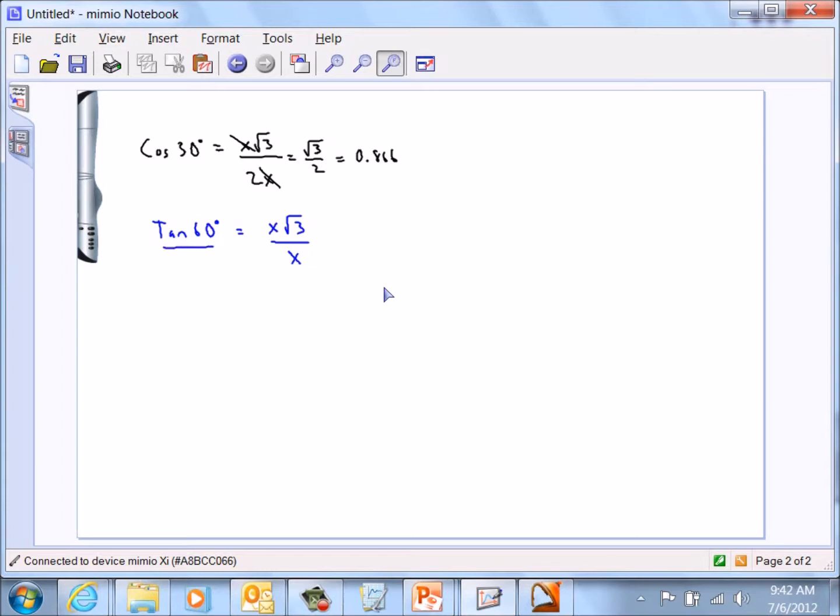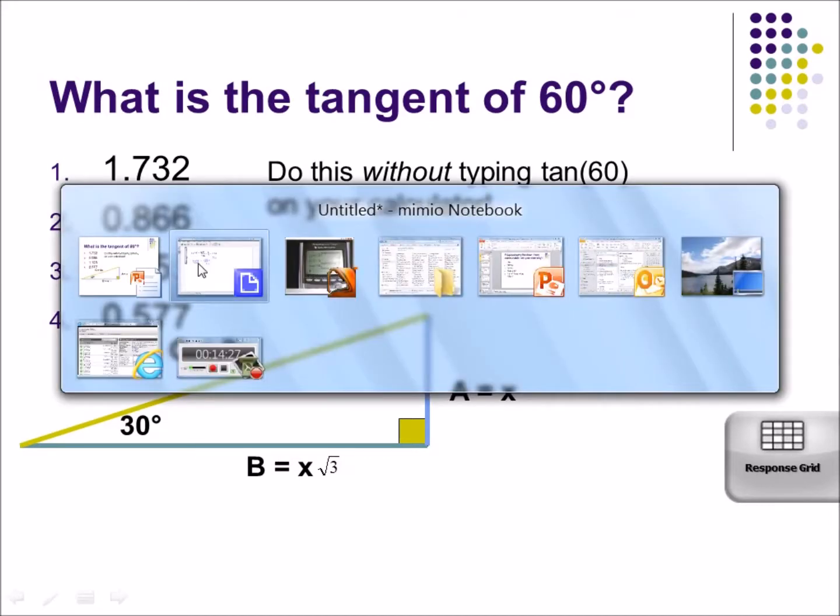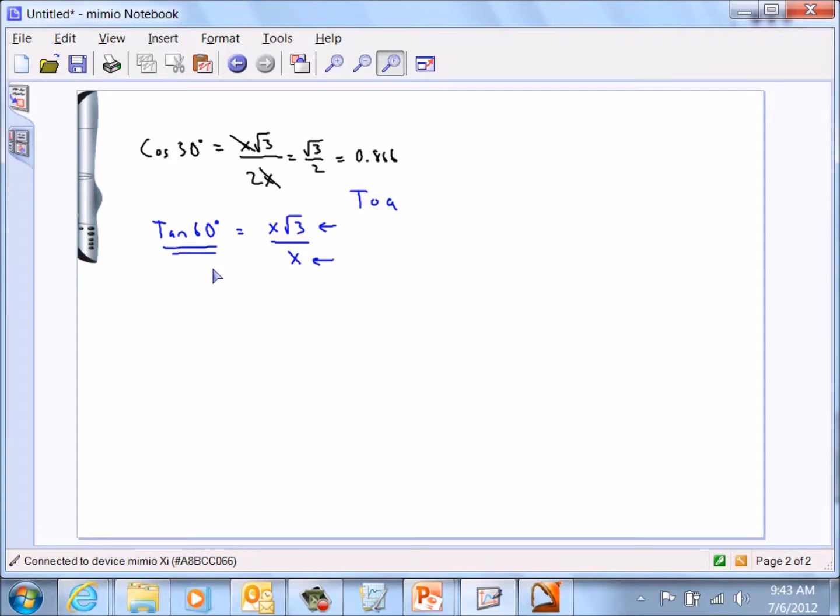The tangent of 60 degrees, and that's read tangent of 60, not tangent times 60. We're not multiplying them together. We're taking the function of 60 degrees. And if you remember your SOHCAHTOA, the TOA part tells you the tangent is the opposite side over the adjacent. Here's our 60-degree angle. The opposite side was x square roots of 3. The adjacent was x. So if we do x square roots of 3 divided by x, the x's cancel out. We're left with the square root of 3.